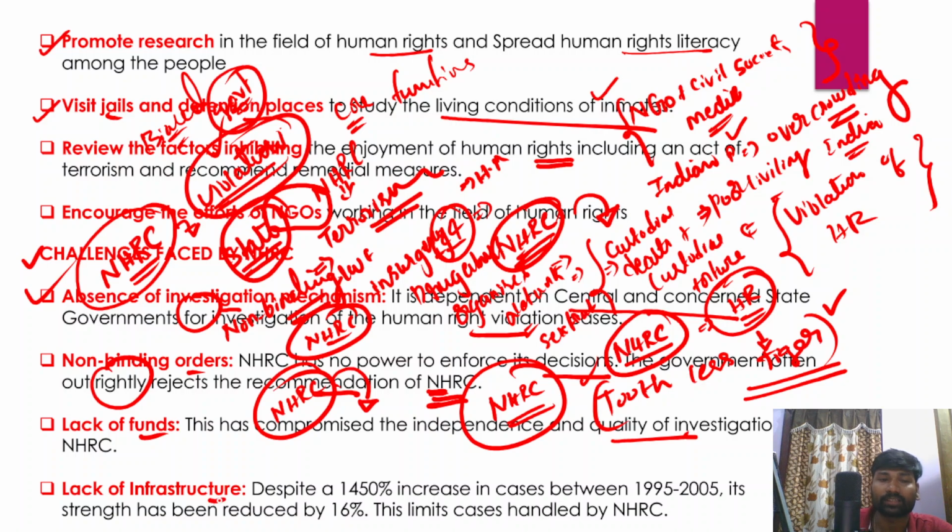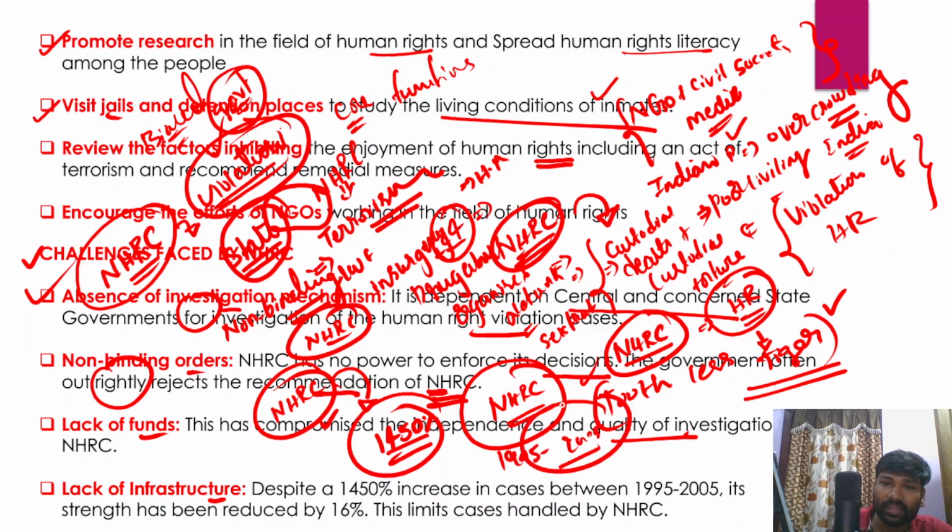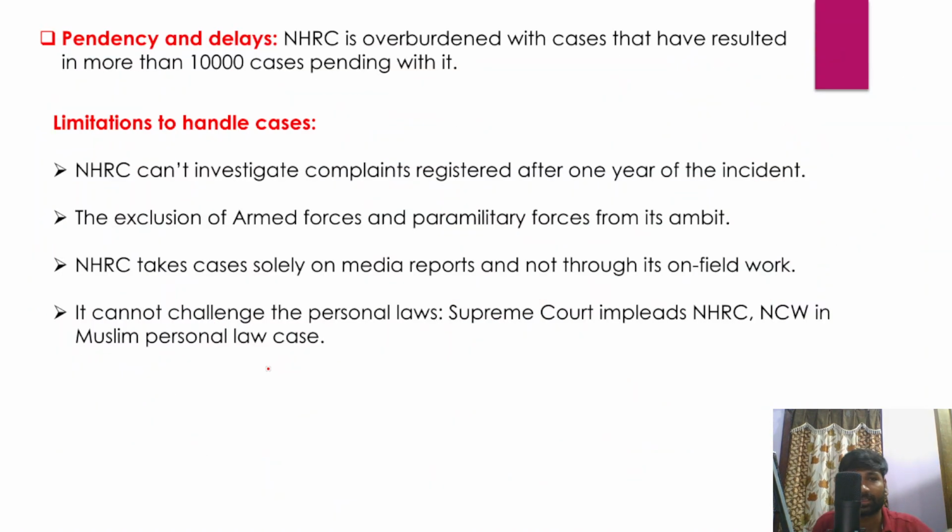And lack of infrastructure is also another major problem, because despite a 1450% increase in the cases with the National Human Rights Commission between 1995 to 2005, the strength has been reduced by 16%, and this actually limits the number of cases handled by the National Human Rights Commission. However, the other major problem is a huge pendency of cases as well.